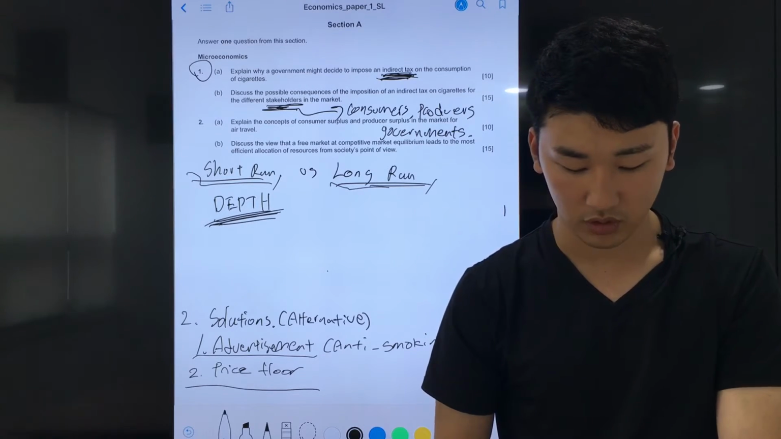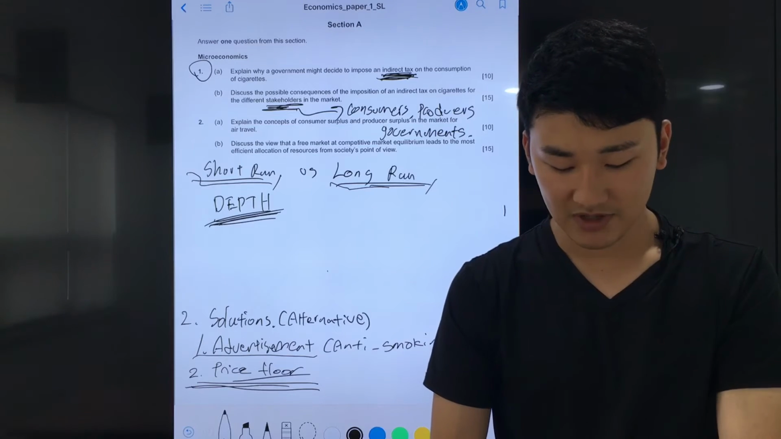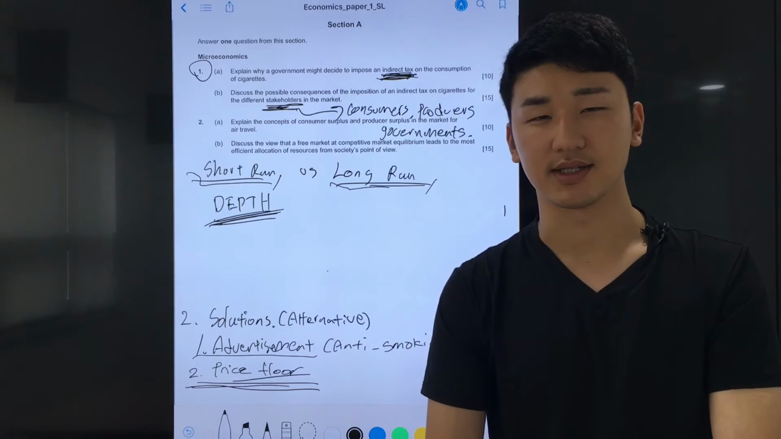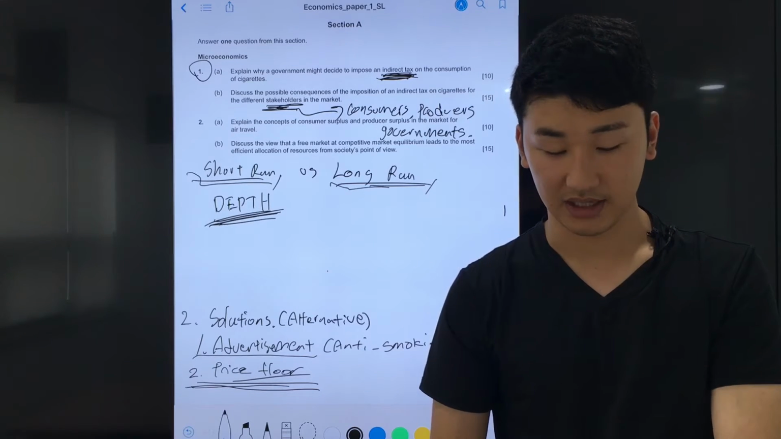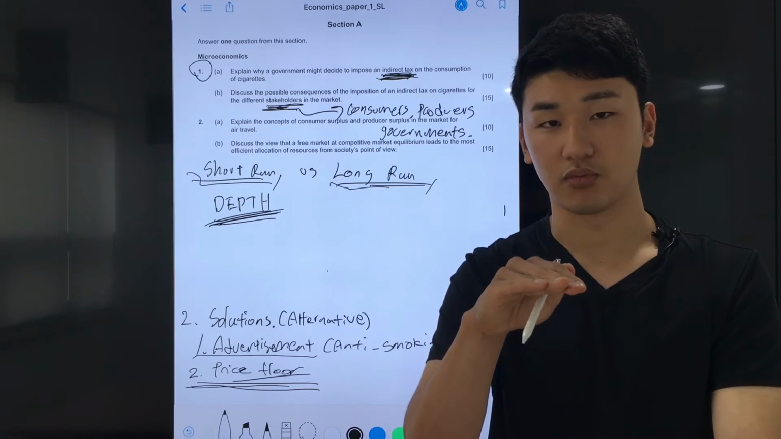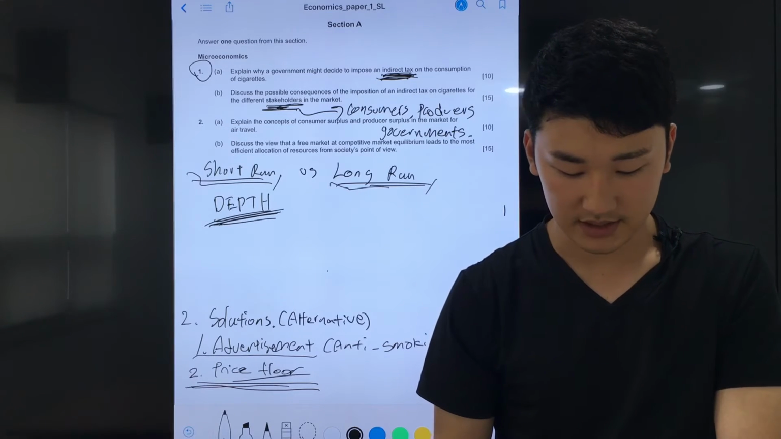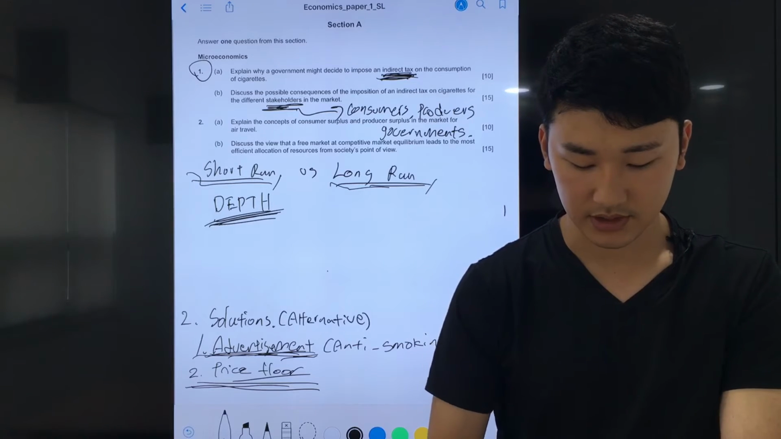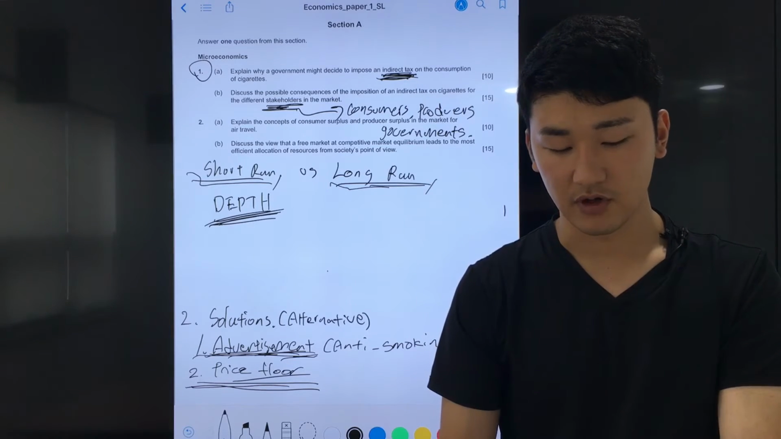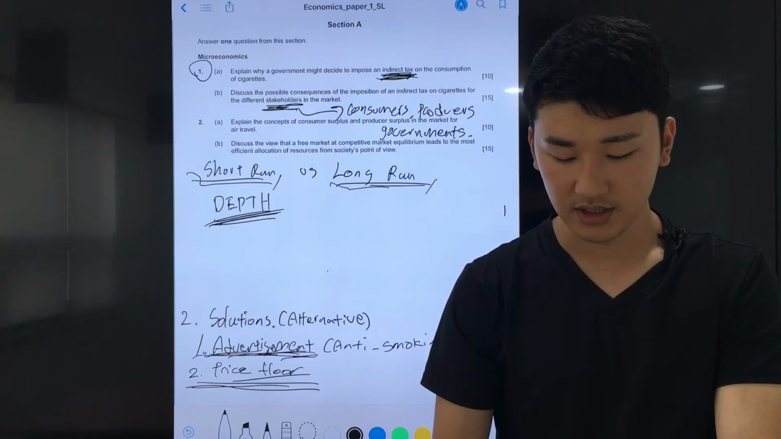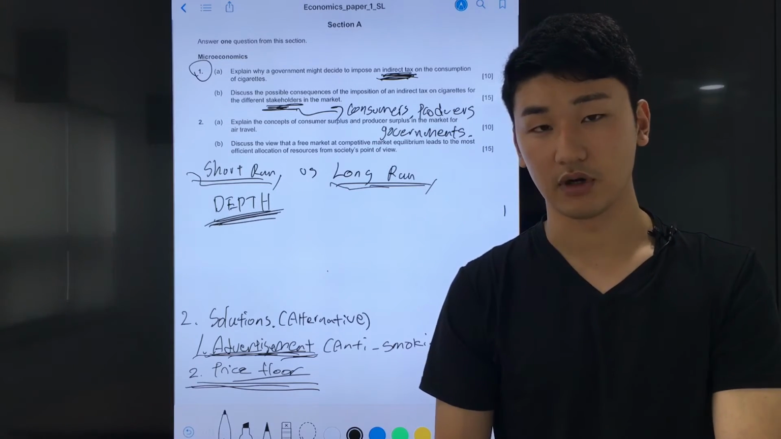So for price floor, I would say in the short run, you have a very immediate effect on the prices, because this basically means the government will set a legal minimum price for a certain product, right? Whereas advertisement is probably a little different compared to indirect tax and price floor, which have very immediate effects imposed on these goods. For advertisement, this is a very long-run project, okay?